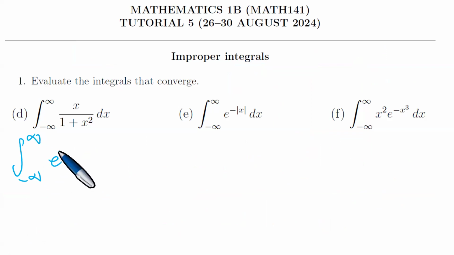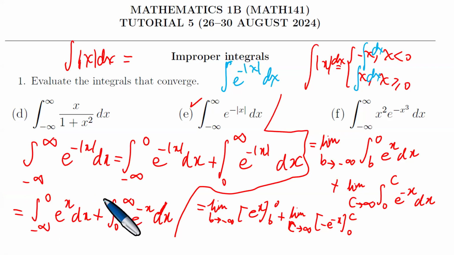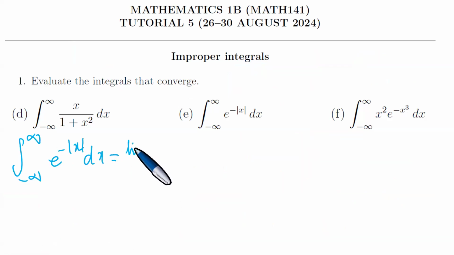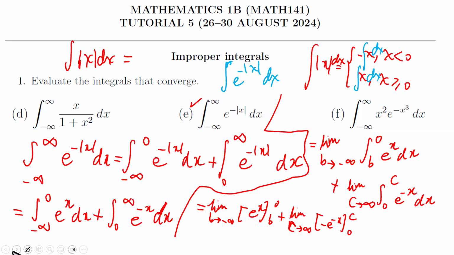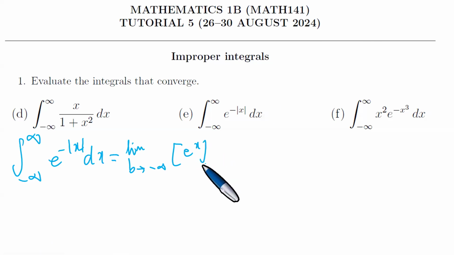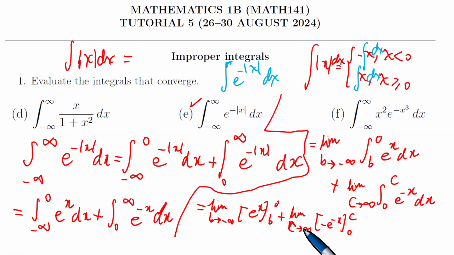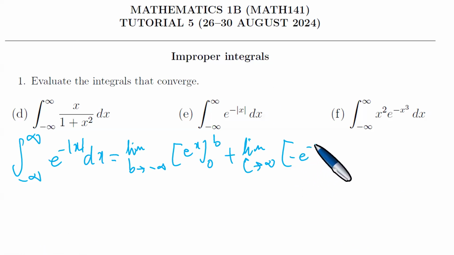Minus infinity to infinity, dx. B approaches minus infinity of the integral e to the power x from 0 to B, and the integral C approaches infinity. And then for the C, you have minus e to the power minus x from 0 to C, giving us the limit B approaches negative infinity.